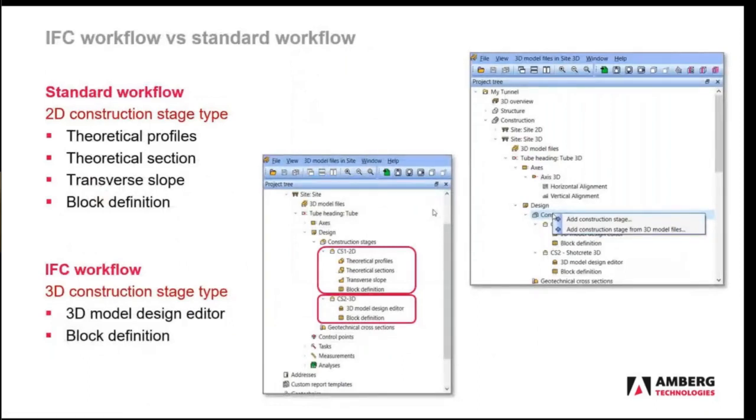So in terms of the two workflows, the standard workflow is we have the theoretical profiles. I mentioned this. Then you join the theoretical profiles to form the sections, the transverse slope, and then block definition, mainly for reporting purposes, to export based on block ranges, stationing ranges. But certainly the first two are mandatory to create a basic theoretical design. And if your tunnel has transverse slope, then you need to define that also. So these are the familiar building blocks.